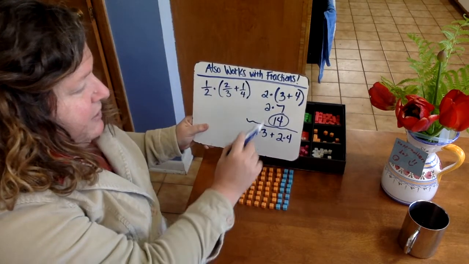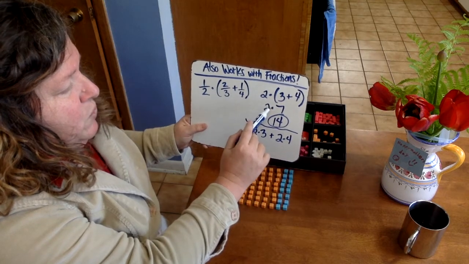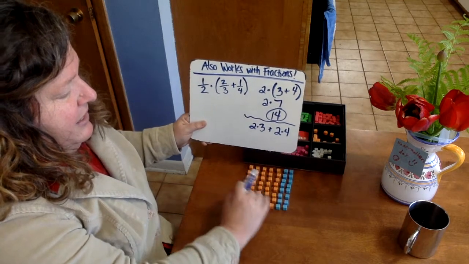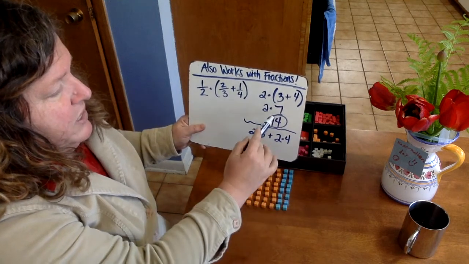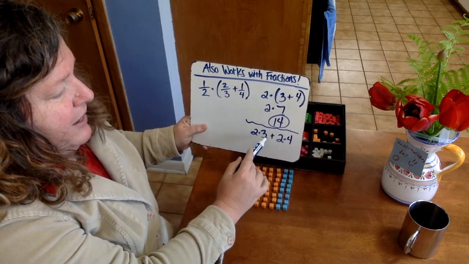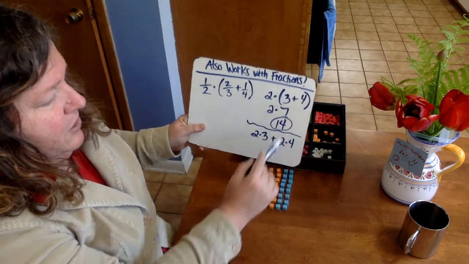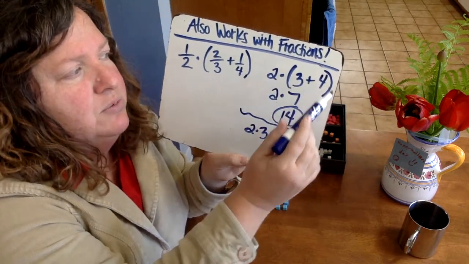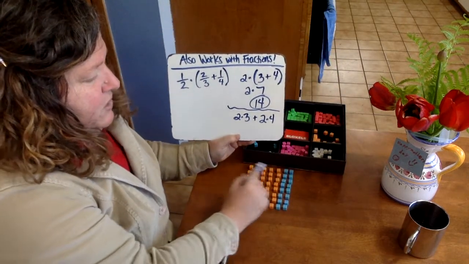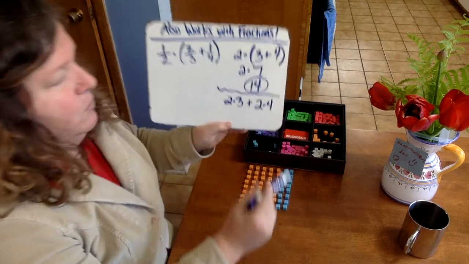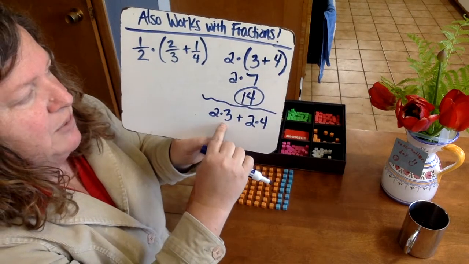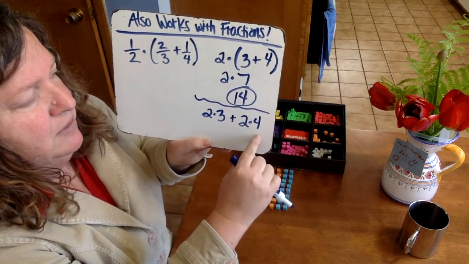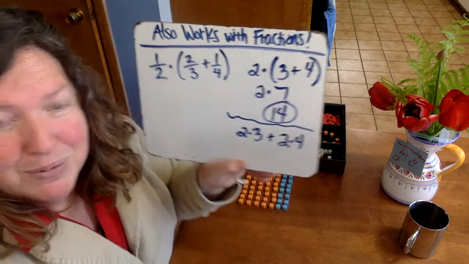We started with, instead of 8 groups of 7, we started with 8 groups of 5 and 8 groups of 2. So here's what we're starting with. We're changing this 2 times 3 plus 4. Instead of saying 2 times 3 plus 4, we're taking it apart and saying 2 times 3 plus 2 times 4. Two groups of 3 plus two groups of 4.